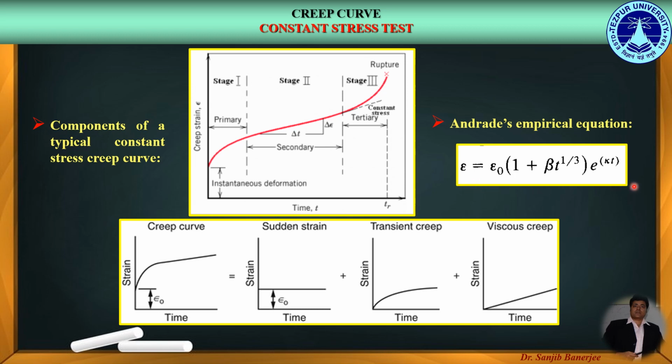In this equation, epsilon is the strain in time t, epsilon naught is the instantaneous strain on loading as shown in this figure, and beta and k are constants. So, this is termed as Andrade's empirical equation, which actually represents the constant stress creep curve. So, these are the basics about the constant stress creep curve and its different components.